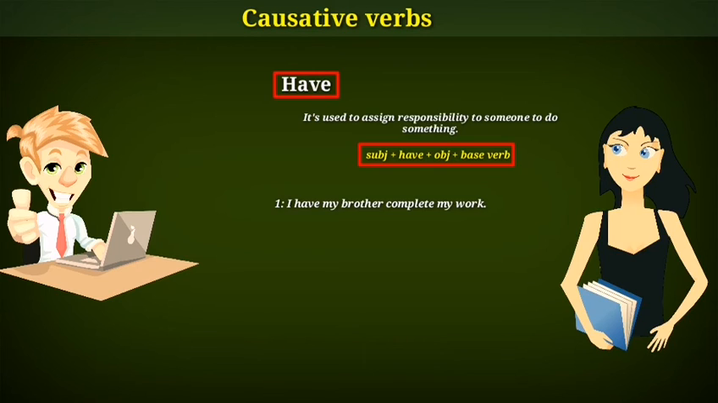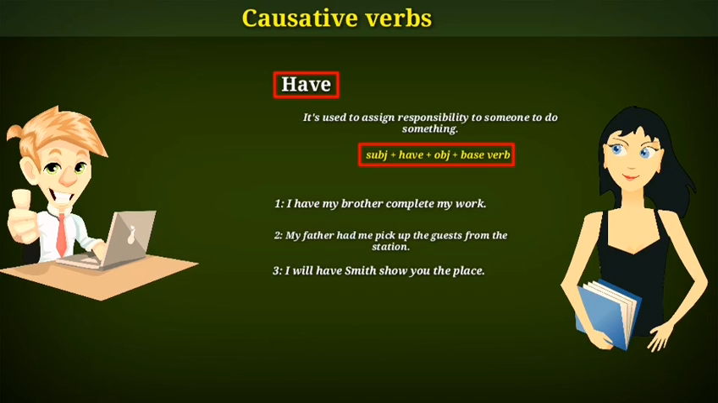And look at another example. By this example you will understand. My father had me pick up the guests from the station. It means my father assigned me the responsibility to pick up the guests from the station. And he did not pick up the guests by himself, but he assigned the duty to me and I did it for him. And look at another example. I will have Smith show you the place. It means that I won't show you the place by myself, but I will assign the responsibility to Smith and he will show you the place.